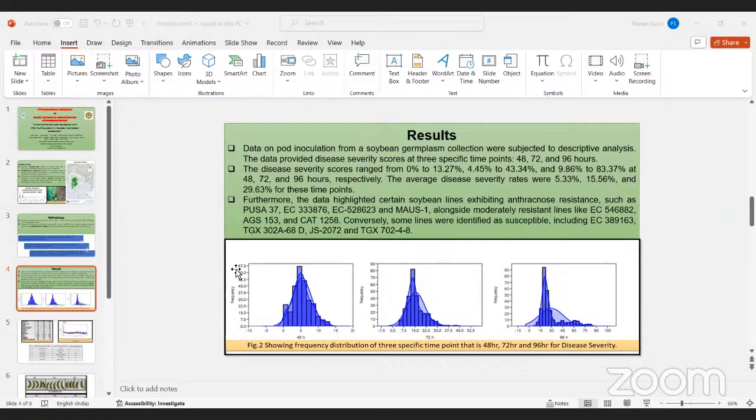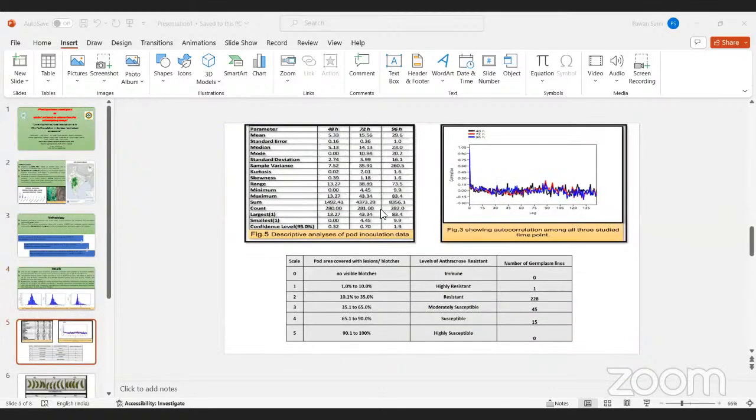Figure 2 shows the frequency distribution of the three time points. For 48 hours it is maximum at 5, for 72 hours it is somewhat maximum at 15, and for 96 hours it is maximum between 15 and 30. This is a descriptive analysis of our data. We have the mean, average, maximum and minimum values. The other figure shows autocorrelation between the three time points. Autocorrelation means correlation between the three time points of a single variable.